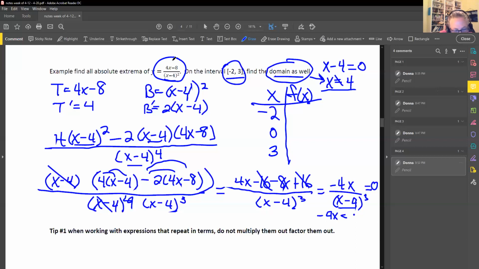I'm going to plug that into my calculator to save a little bit of time: 4x minus 8 divided by x minus 4 squared, and then graph that. I'm just using my table to find the values. So f of negative 2 appears to be negative 0.44, which is negative 4/9. We'll just call it that. f of 0 is negative 1/2. And f of 3 is 4.